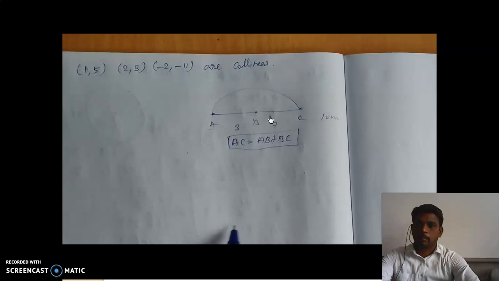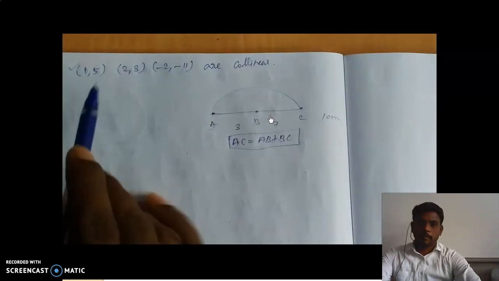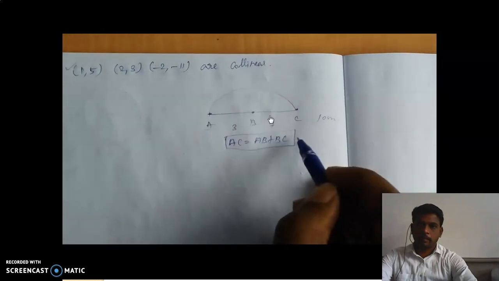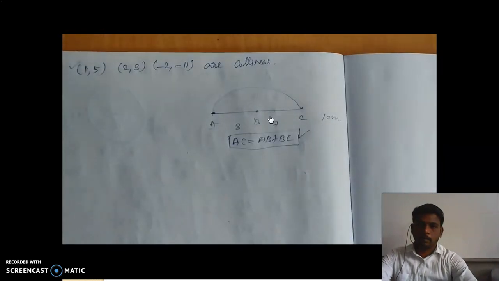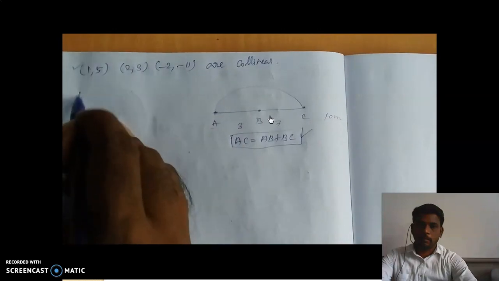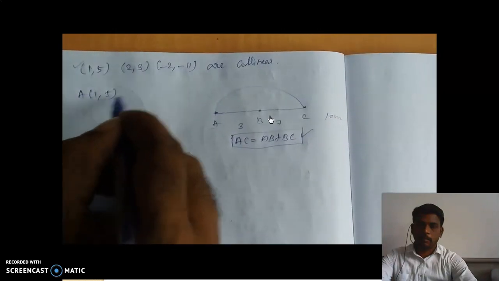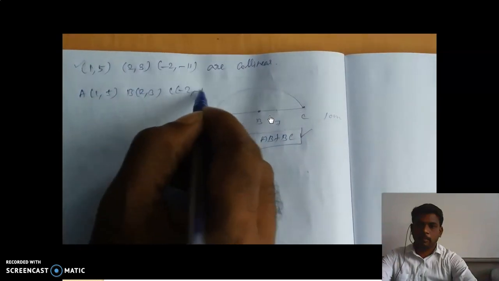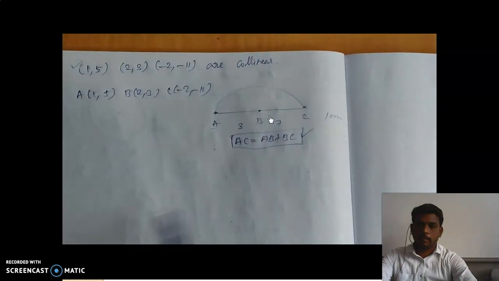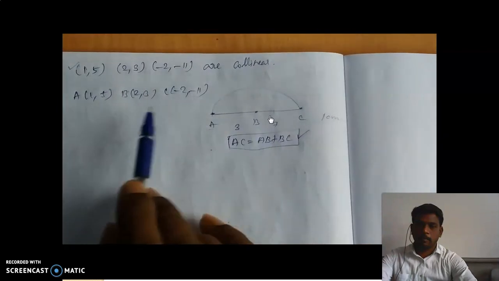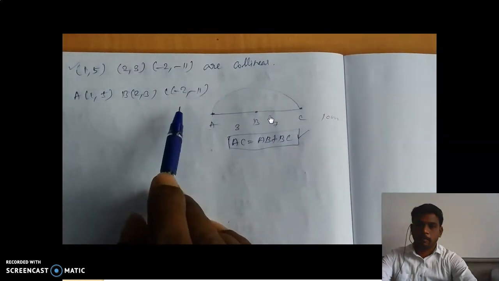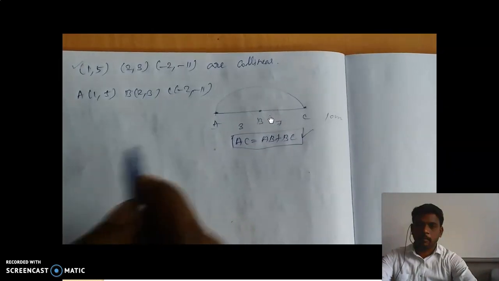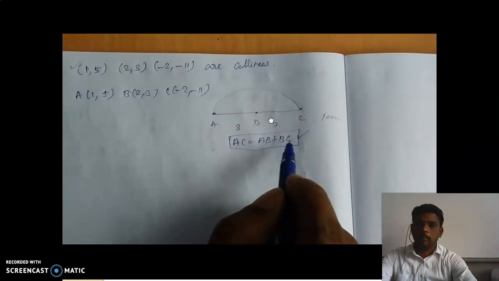Okay, so here we are going to verify whether these 3 points are collinear or not. It is enough to show whether it satisfies this statement or not. So let us take A of (1, 5) and B of (2, 3) and C of (-2, -11). Now we are going to check whether the statement is satisfied by the 3 points or not. If it is satisfied, then they are said to be collinear. So how can I find out AB, AC and BC?